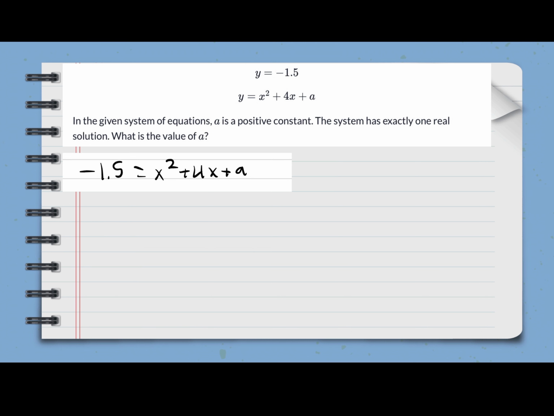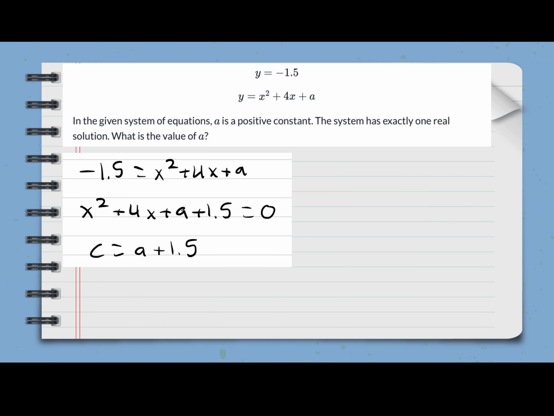So then you can just move the 1.5 to the other side by adding it. And it might be confusing, but again, we have to use the discriminant. But in this case, we have to use c as a plus 1.5 because we're trying to find a in terms of both equations, which means that c will count as a plus 1.5.